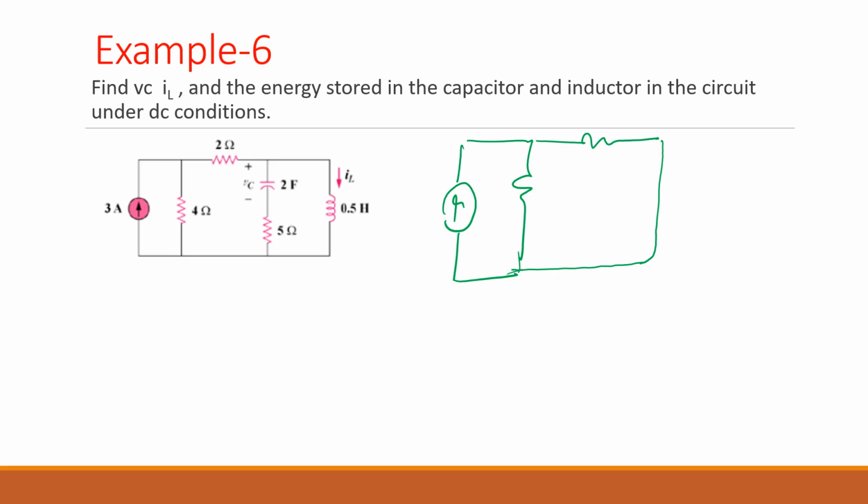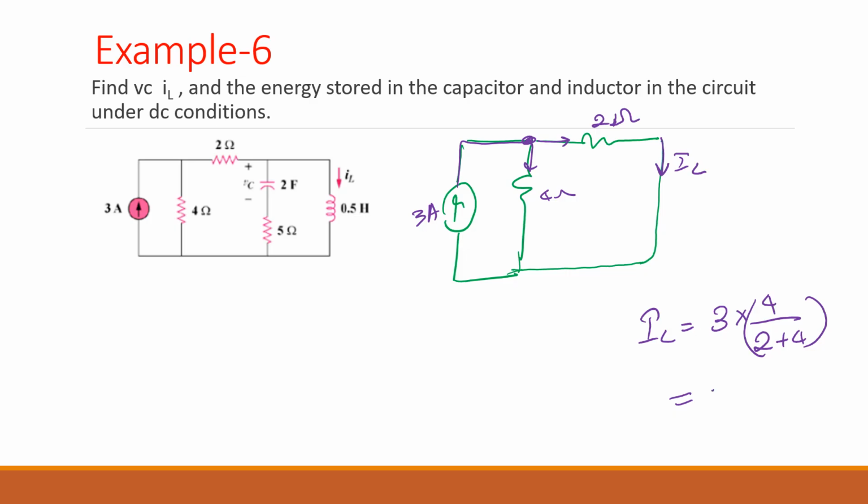So you have 3 amps here coming to this node, splitting between these two. So 2 ohms here and 4 ohms here. So the current IL is the current going this way. So that current IL is equal to what? How do we find it? 3 times 4 divided by 2 plus 4. So that will be 2 amps, right? Okay, now the next, any question?